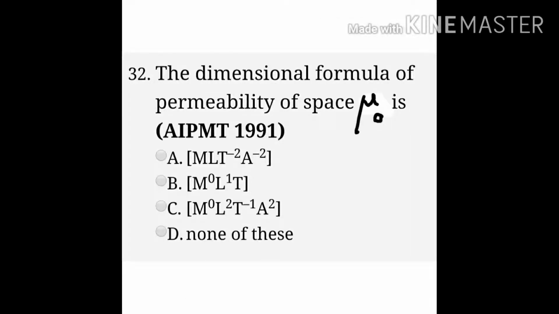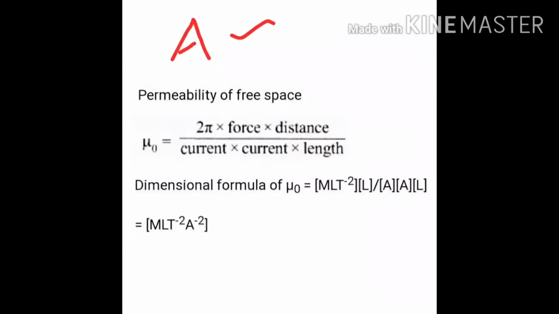Question number 32. The dimensional formula of permeability of free space is: option A, MLT power minus 2 A power minus 2; option B, M power 0 L power 1 T; option C, M power 0 L square T power minus 1 A square; option D, none of these. The correct option is A. That means MLT power minus 2 A power minus 2. How do we get this formula? We know the formula for permeability of free space, 2 pi into force into distance by current into length. If you apply the dimensional formula for force, distance, current and length, by simplifying these things, we will get MLT power minus 2 A power minus 2.